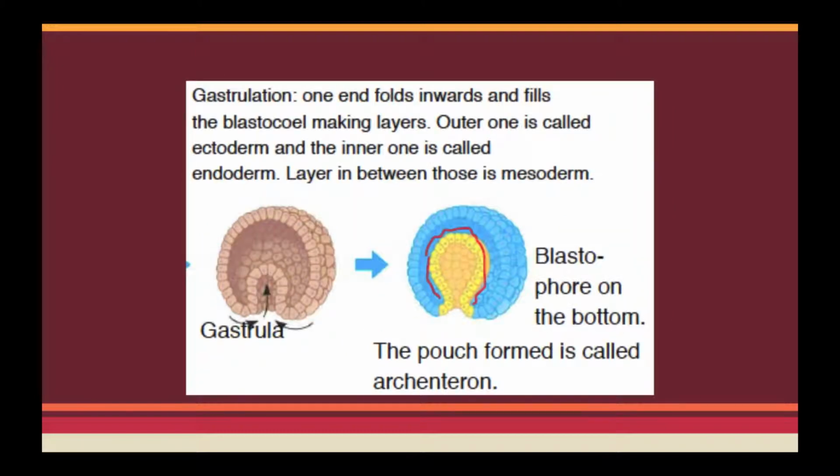Then the embryo goes through gastrulation, a process where one end folds inward and fills the hollow space known as blastocell. This makes layers. The outer layer is called ectoderm and the inner layer is called endoderm. Sometimes there's a layer in between, which is called mesoderm, and we'll get to that soon. The pouch which is formed is called archenteron, and the thing itself at this stage is known as gastrula. The bottom hole, as you can see there, is called blastopore.